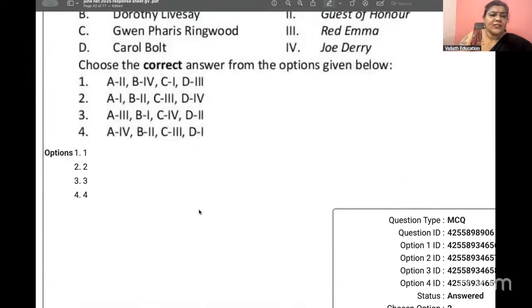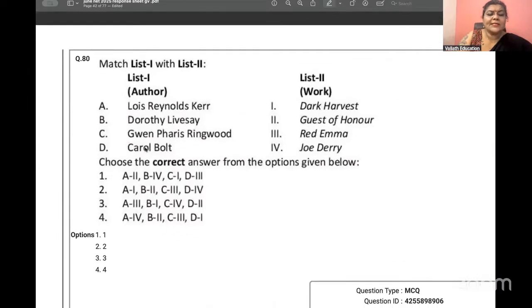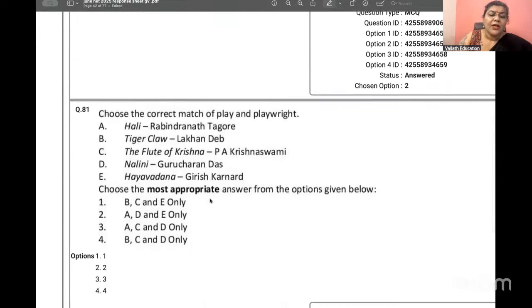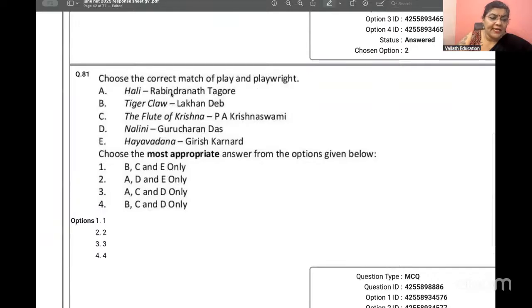Anyway, next one. Now, this also is confusing and difficult because these are all Canadian names. Only Dorothy Livesey I know. This is a difficult question. Without studying, we can't answer. I myself did not know. Okay. Hali, you should know it is by G.V. Desani. Tiger Claw, you may not know. But Flute of Krishna by P.A. Krishnaswamy, I have taught. Nalini is by Nissim Ezekiel, everybody should know. Hayavadana by Girish Karnad, you should know. So, very easy to guess. Hayavadana, you know. Hali, you should know. Nalini, you should know. Easy to guess. Next question.